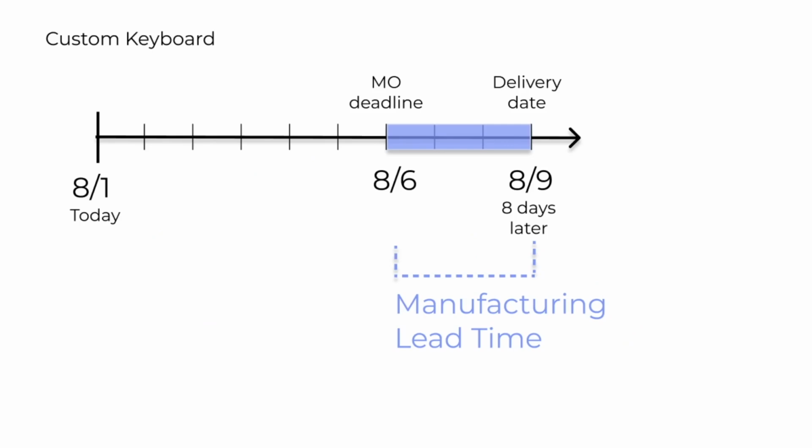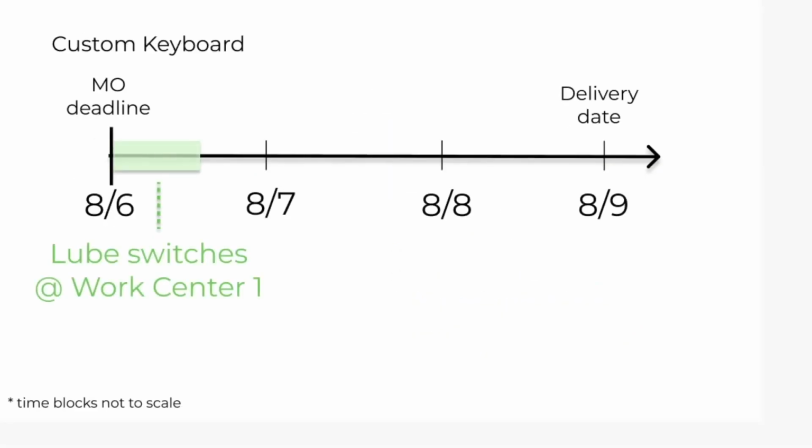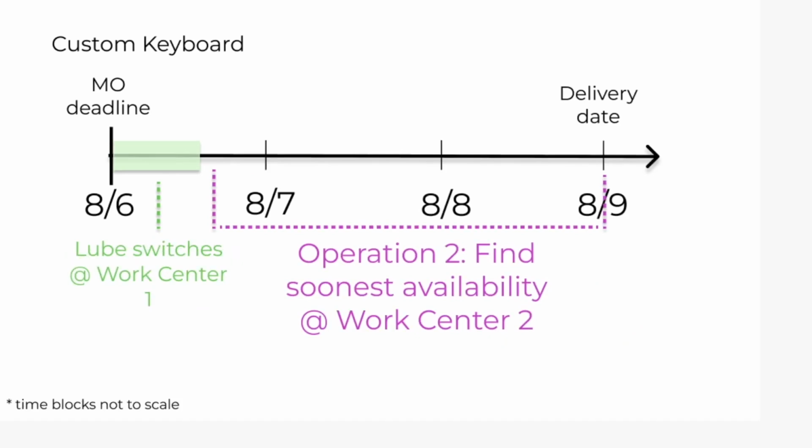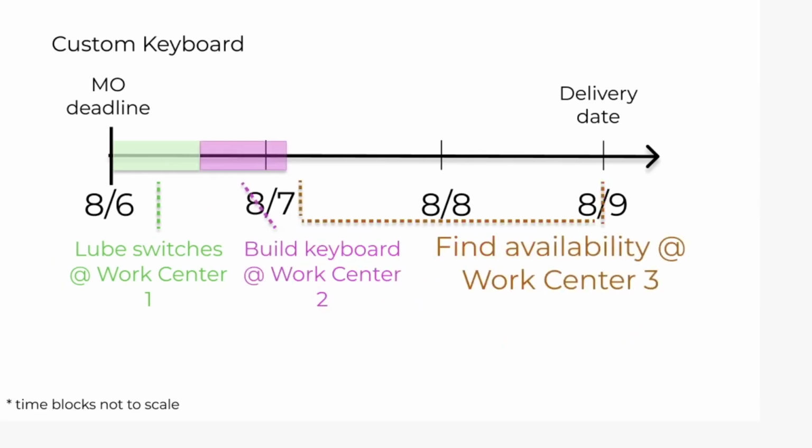My nickname for this date is MO Deadline, and it's a safety switch we use to ensure that the product is finished on time. Loop switches is our first operation to assemble the custom keyboard. Now, since the manufacturing order deadline is August 6th, Odoo will schedule the first operation in an available slot at the first work center on or a little after this day. Next, Odoo schedules the next operation at the soonest slot at Work Center 2, after Operation 1 was completed. So, once a slot at Work Center 2 is determined, Odoo will look for a 1-hour slot at Work Center 3 between the completion of Operation 2 and the delivery day.